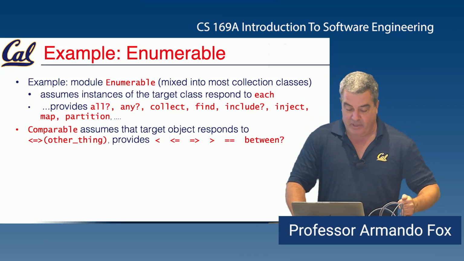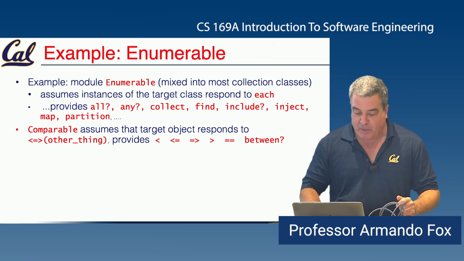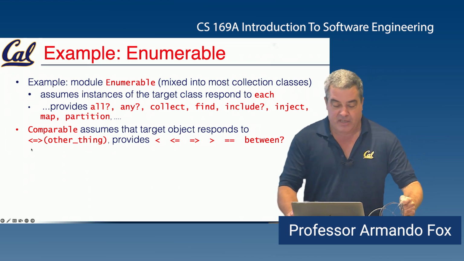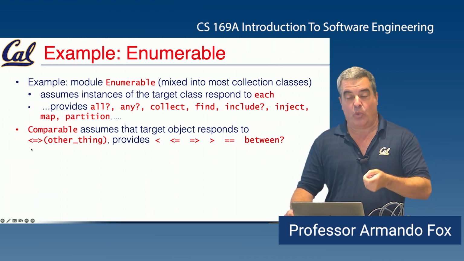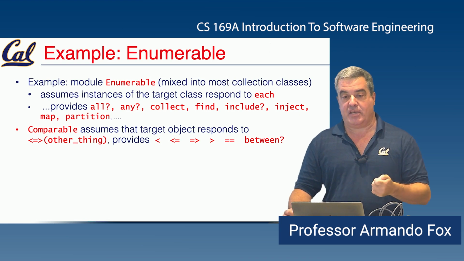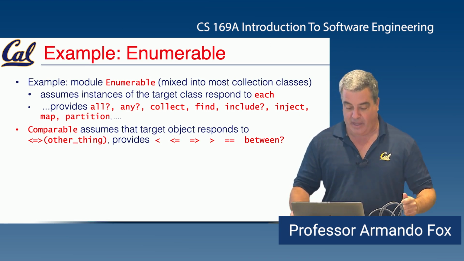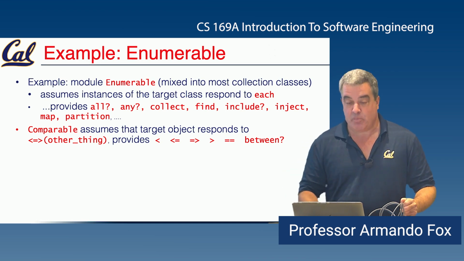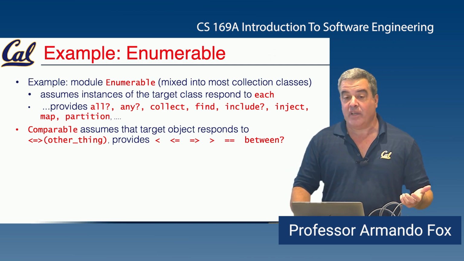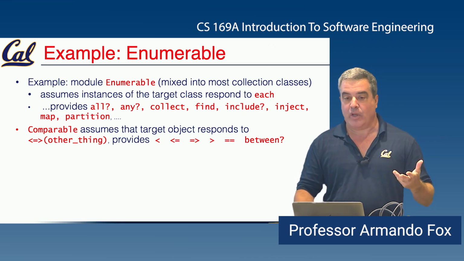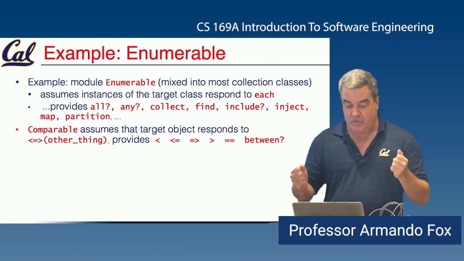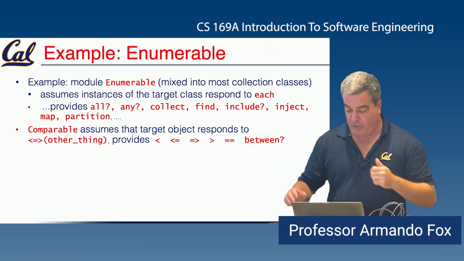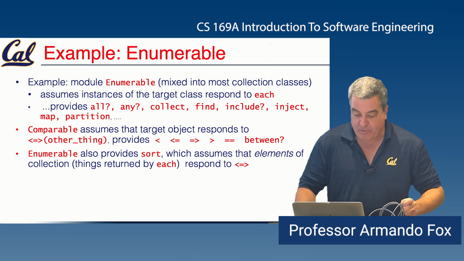There's another module, Comparable, that assumes that the target object responds to the spaceship operator. The spaceship is this sort of less than, equal, greater than operator, and it returns -1, 0, or 1, depending on whether the thing being compared against is less than, equal to, or greater than the target. And again, if you know that instances of a class respond to the spaceship operator, then trivially you can make them respond to less than or equal to. You can ask if something is between two values. So given that your class responds to spaceship, Comparable gives you all the other behaviors and a whole bunch of additional ones as well.